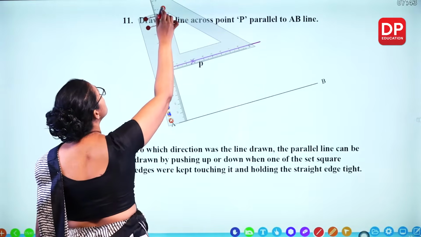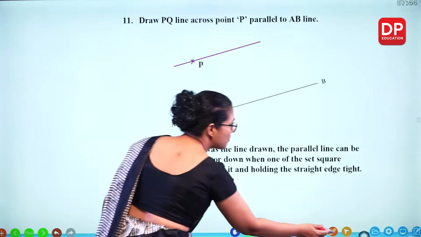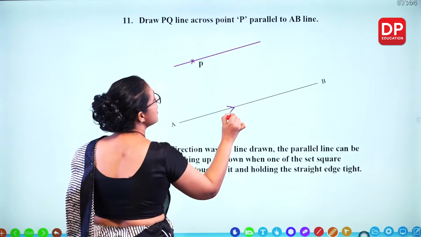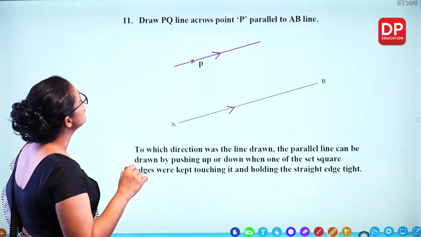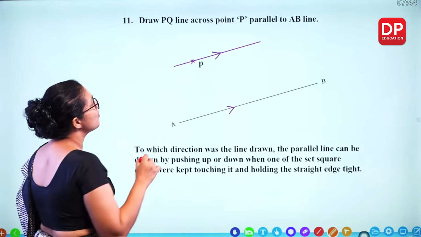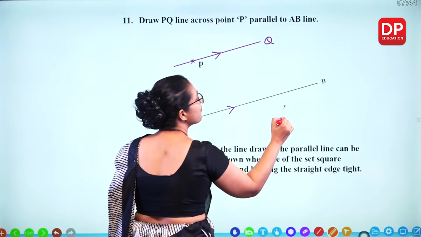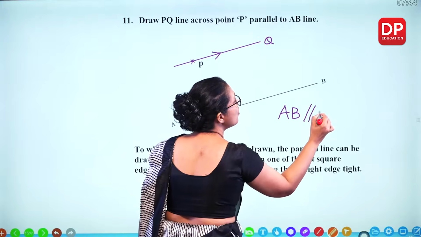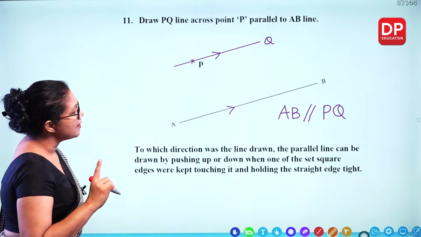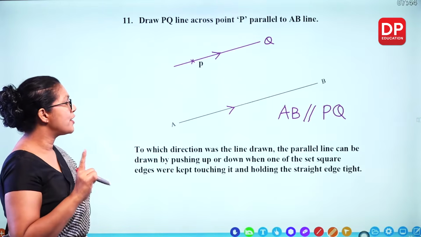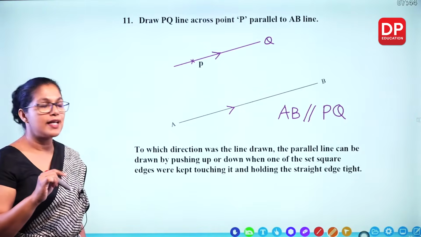Now you can remove this. Now see, this line is parallel to AB and passes through the point P. So what's the line? PQ. So I can label this one as PQ. So AB is parallel to PQ. To which direction was the line drawn? The parallel line can be drawn by pushing up or down when one of the set square edges were kept touching it and holding the straight edge tight.